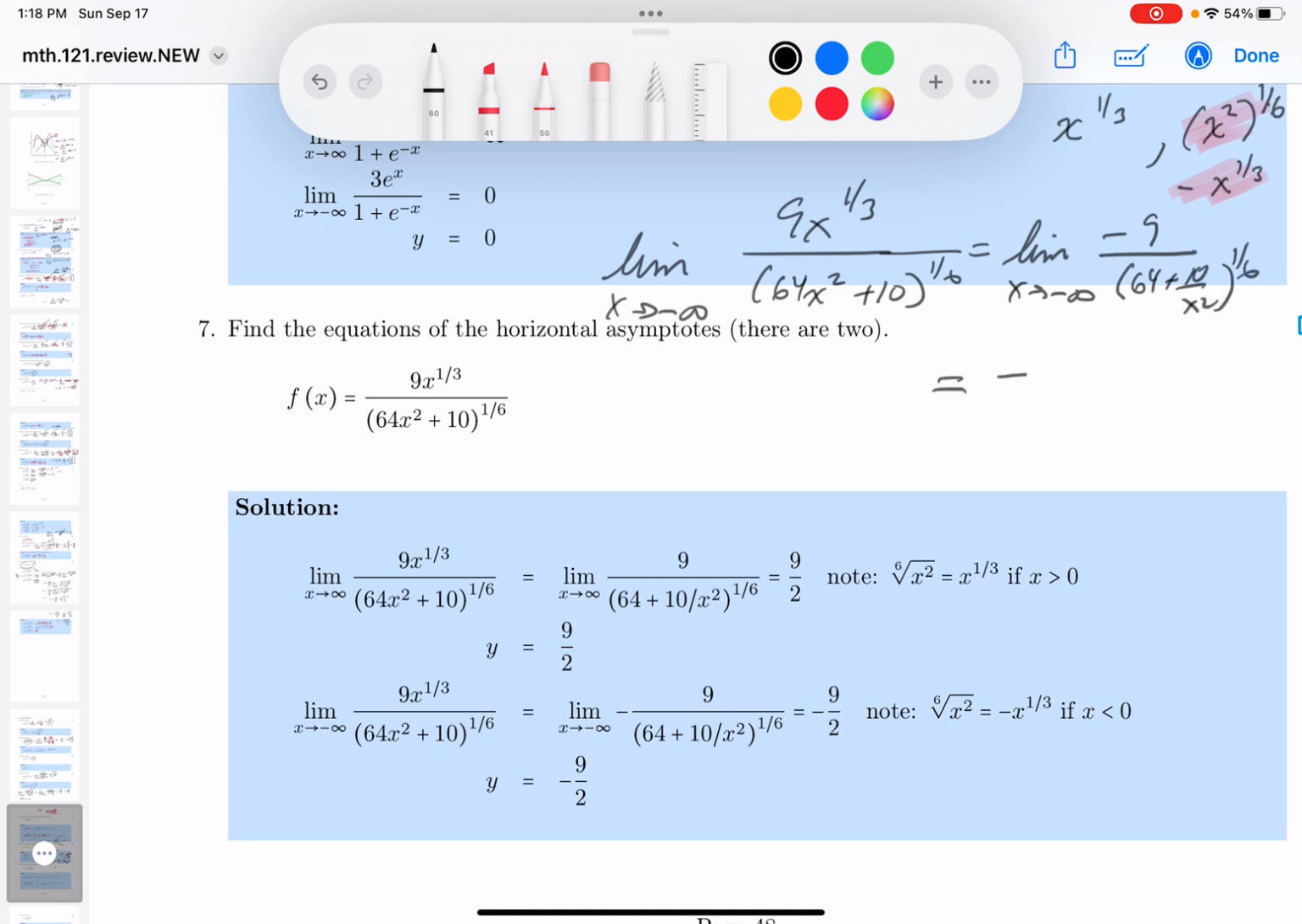What does that give you? Well, minus 9 on top. The bottom would be 64 to the 1/6. Gee, that's deja vu all over again. So that's going to be minus 9 over 2. So what's the horizontal asymptote? y equals minus 9 over 2.